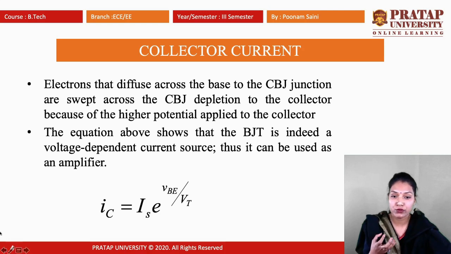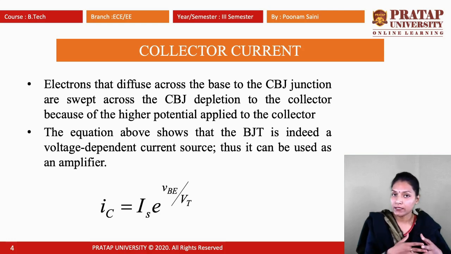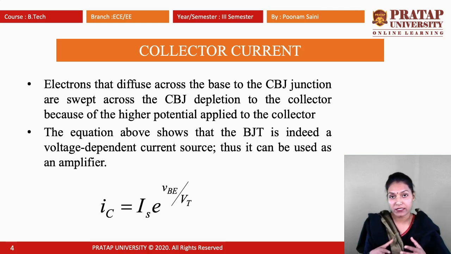So the equation shows the BJT is indeed a voltage-dependent current source, thus it can be used as an amplifier. Because of this, we are collecting some of the electrons at the collector, and they are known as the collector current.